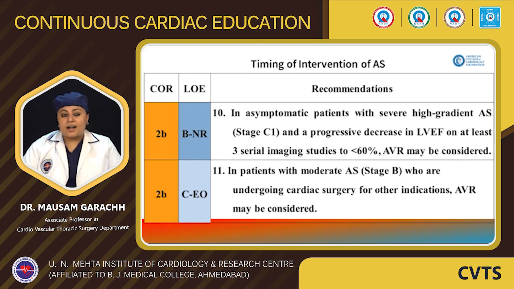Now Class 2B, level of evidence B-NR: in an asymptomatic patient with severe high grade aortic stenosis, that is stage C1, and a progressive decrease in LVEF on at least 3 serial imaging studies to less than 60%, AVR may be considered. Now Class 2B, level of evidence C, expert opinion: in the patient with moderate aortic stenosis, stage B, who is undergoing cardiac surgery for other indication, AVR may be considered.